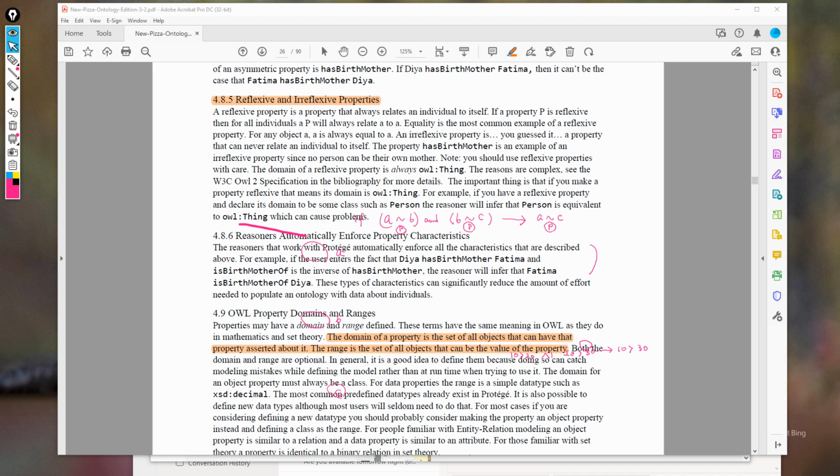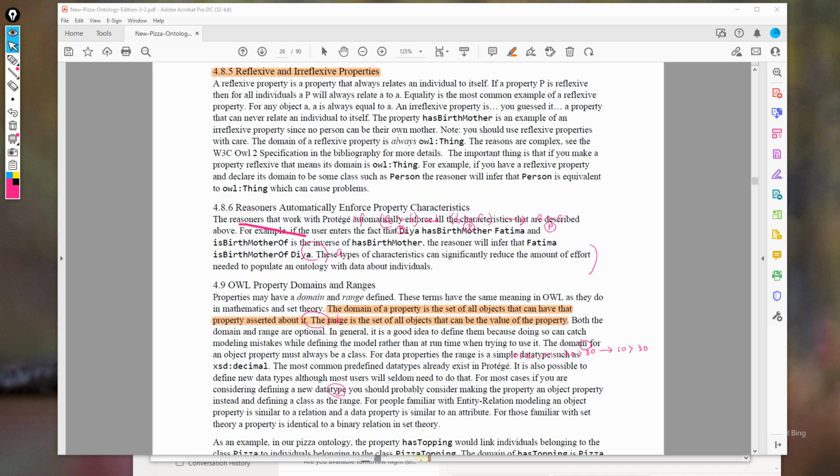My next topic is OWL property domain and range, and this is a very important topic. Okay? So thank you.